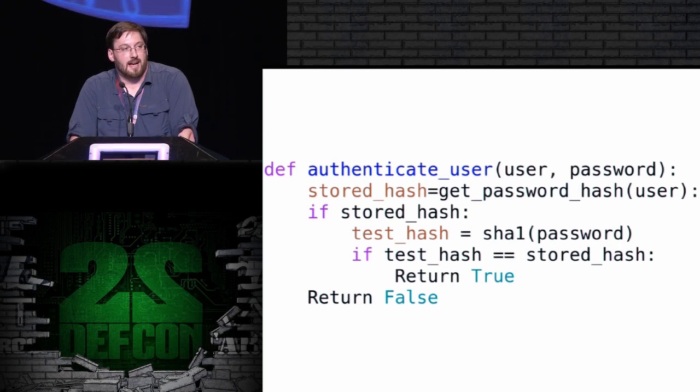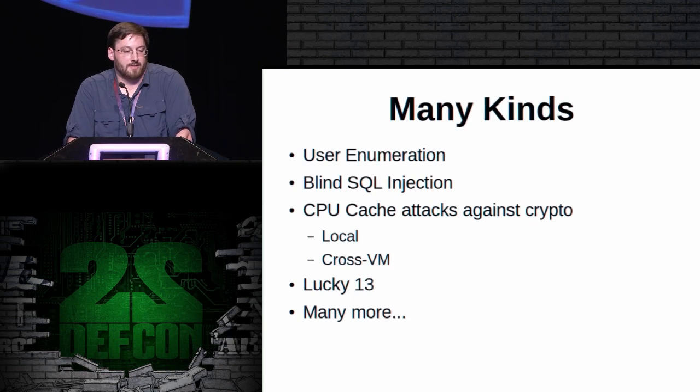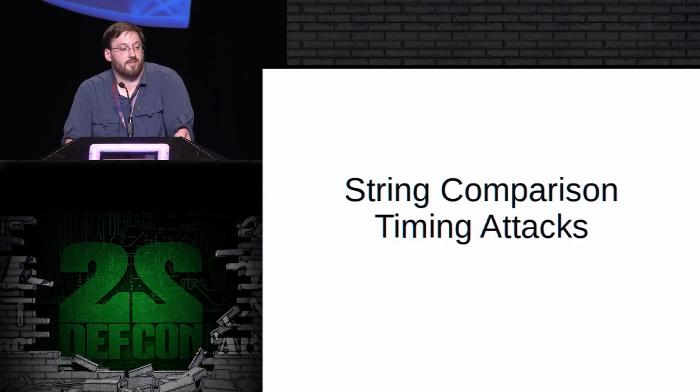I know there are issues with this, but this is sort of the basic workflow. The obvious timing attack here is that if the user doesn't exist in the database, this will take a lot less time to run. So an attacker can use this kind of workflow to guess a bunch of users in the database, and use that to accelerate their attacks. That's not the kind of timing attack we're talking about today. There are lots of other kinds as well: you've got blind SQL injection, you've got CPU cache timing attacks. What we're talking about today is string comparison timing attacks.